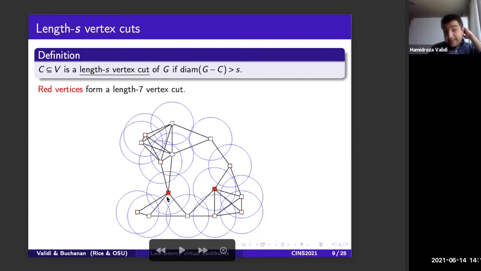In this graph, you can see that the red nodes form a length 7 vertex cut. Why? Because if I remove these 2 nodes, then there exists a pair of vertices for which the distance exceeds 7. If I remove these 2 red nodes, then the distance from this node to this node would exceed 7. You should take at least 7 hops to reach the destination here, so it would be 1, 2, 3, 4, 5, 6, 7, 8. So you see that the distance between this pair of vertices actually exceeds to 8.